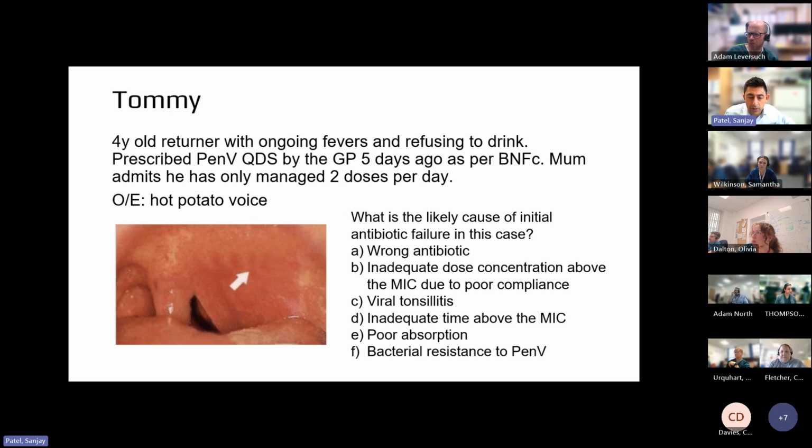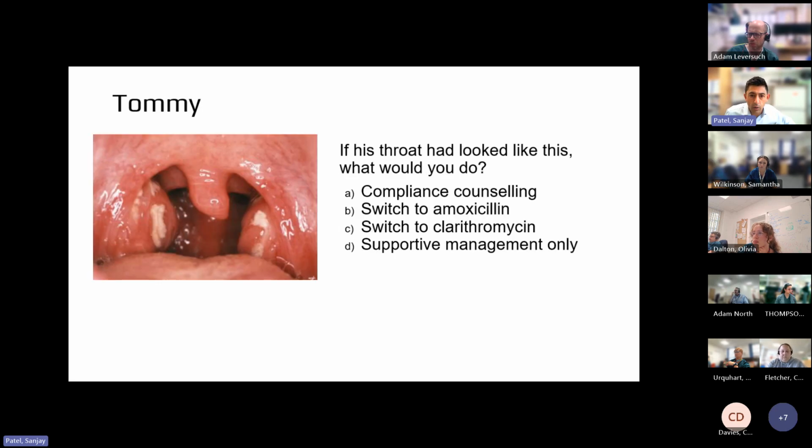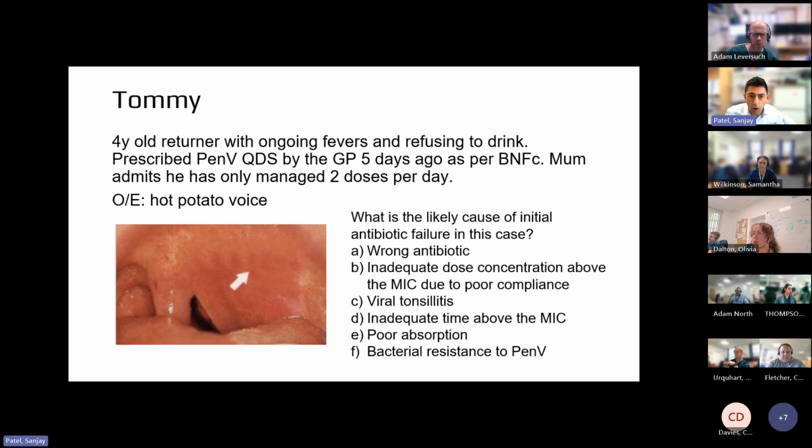I think the problem now is that this child has probably got something a little bit worse, and has now got a hot potato voice and might actually need some sort of drainage because they might have a quinsy or something. But yeah, penicillin V is quite a complicated antibiotic, and I know it's recommended by NICE and it's in the BNFC, but it's variably tolerated by children and it's 4 times a day. So often for our local guidance, we use amoxicillin. We might use amoxicillin twice a day.